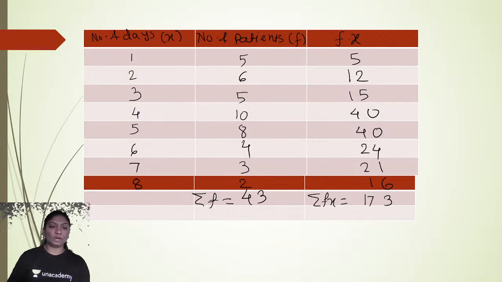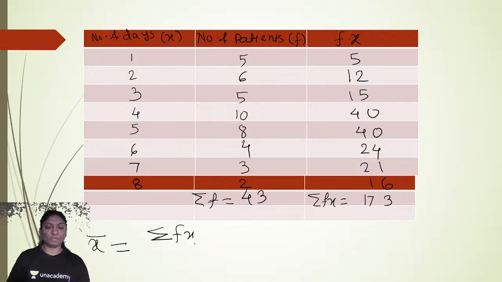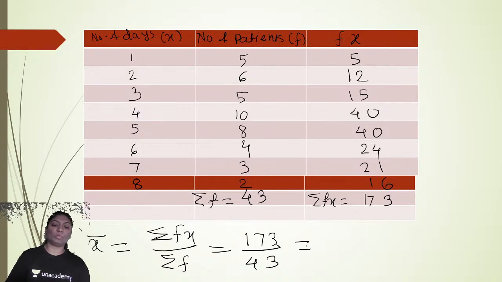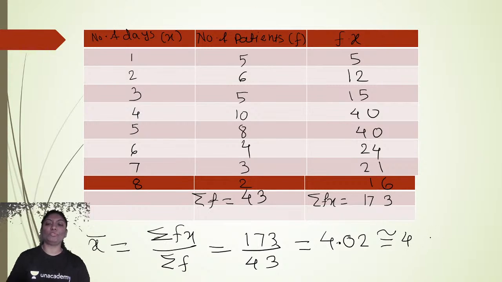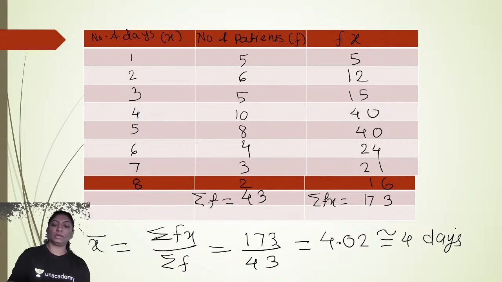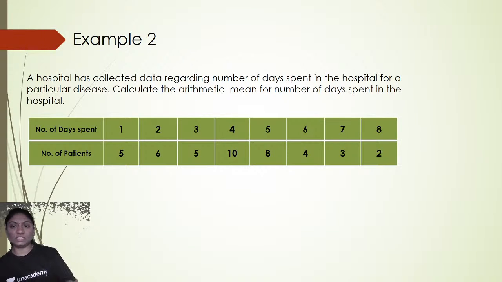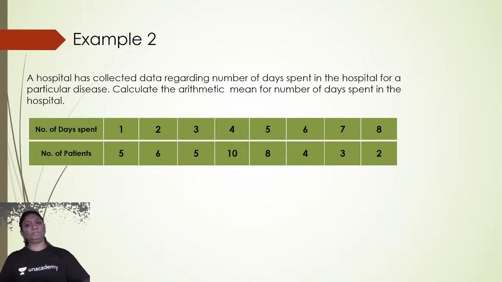So what will your x bar be? Mean x bar is equal to summation of fx upon summation of f. So summation of fx is 173 upon summation of f, 43. So 173 upon 43, you will get 4.02, but days cannot be calculated like this, so it is approximately 4 days. So what was your question? Calculate the arithmetic mean for the number of days spent in the hospital.